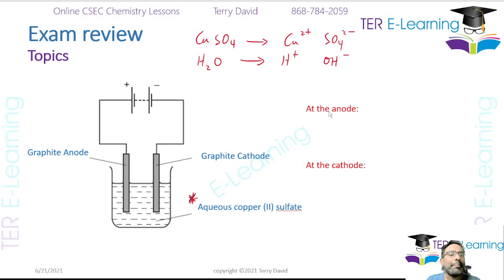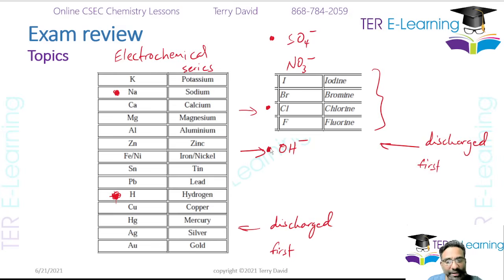Now, let's see what's going to happen at the anode. My anode is my positive electrode, my cathode is my negative electrode. So we need to be able to predict what is going to happen in this particular scenario. We already know what ions are present. At the anode, the 2 ions that are going to migrate towards the anode are the sulfate ion and the OH- ion. But if I go back to my electrochemical series, look at where OH- is and where sulfate is. Sulfate is quite up here, so therefore OH- ion will be discharged in preference to the sulfate.